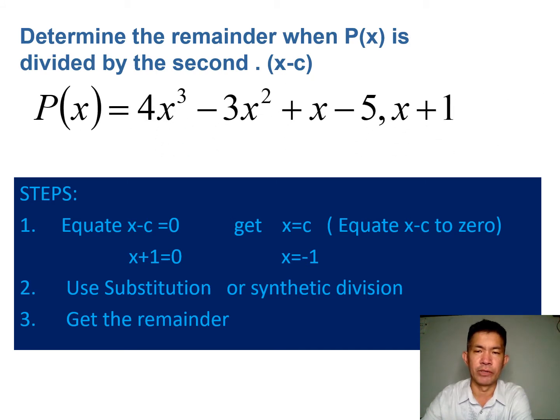Determine the remainder when p of x is divided by the second expression, x minus c. P of x is equal to 4x cubed minus 3x squared plus x minus 5. Now our first step is to equate x minus c equal to 0. X plus 1 is equal to 0, therefore x is equal to negative 1. Use substitution or synthetic division. Then step number 3, get the remainder.